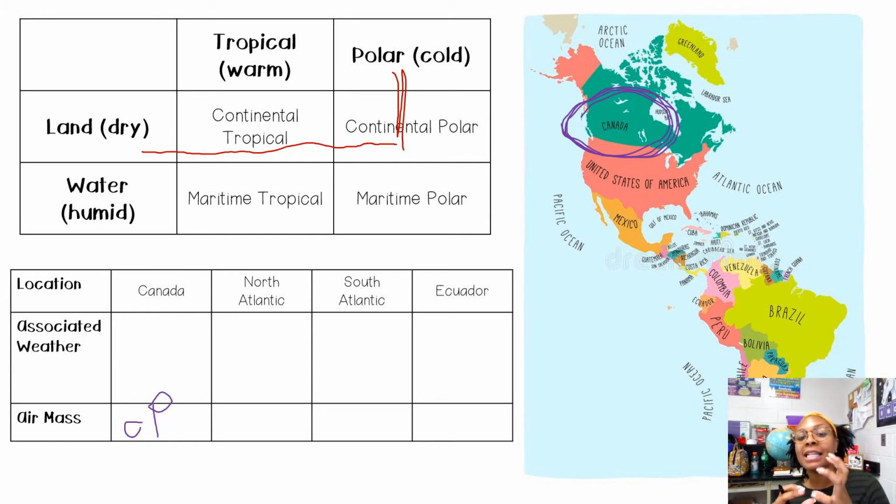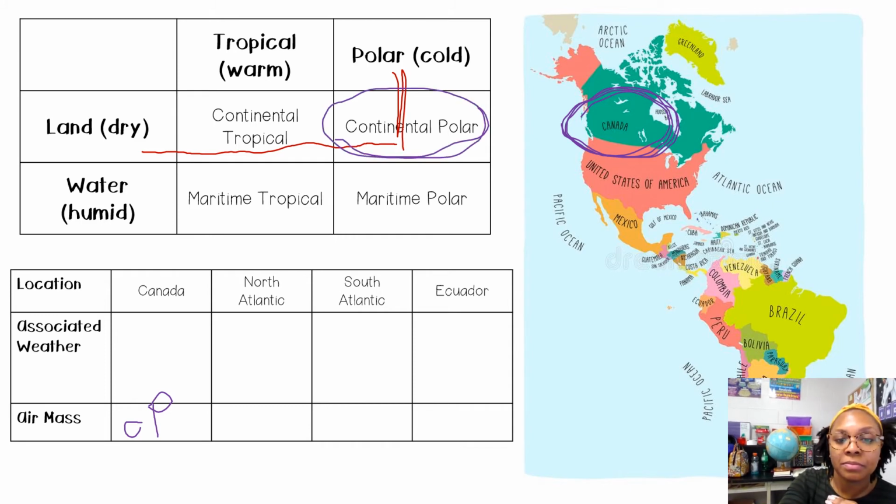So if it's continental polar, what is that weather going to be like? So I'm going to go back to my table. And I know I'm going to look. So, okay, it's continental, so it's going to be dry. And then it's polar, so it's going to be cold.